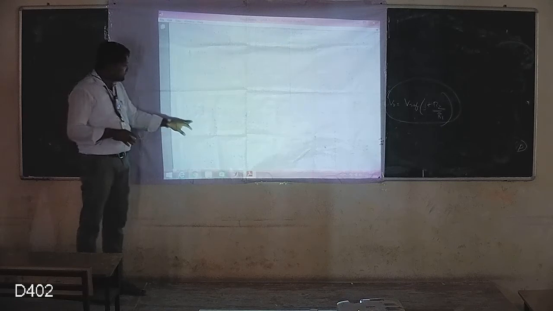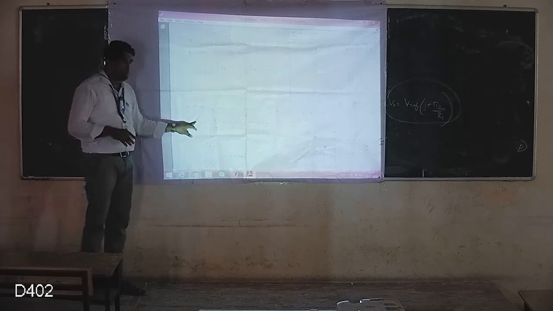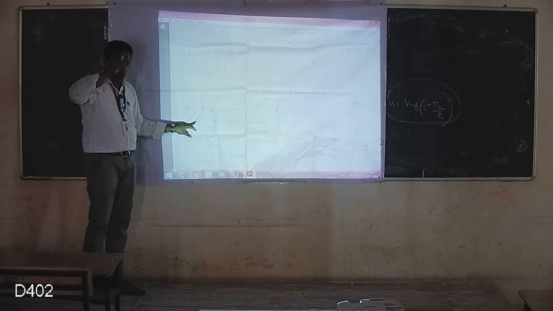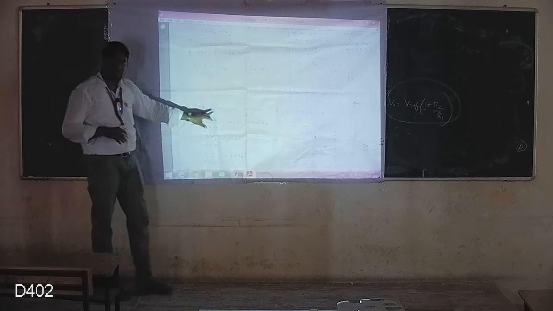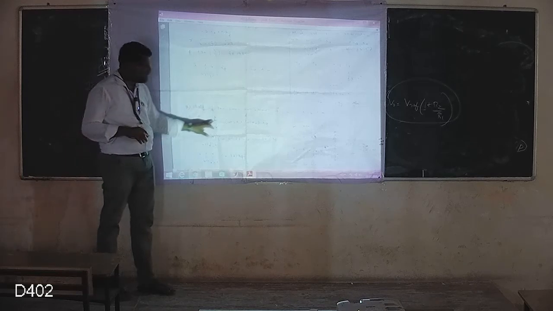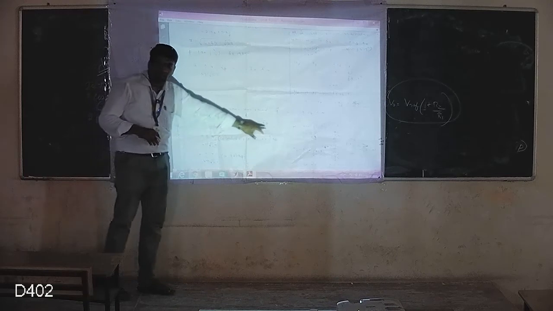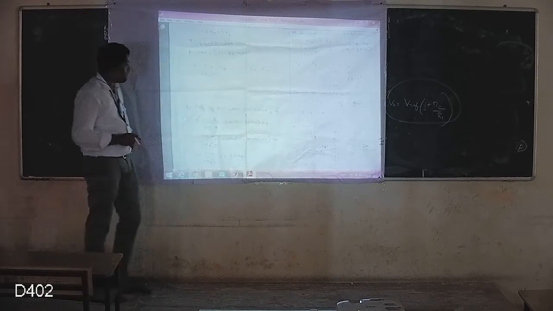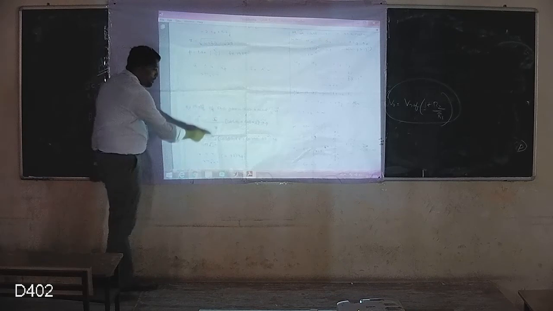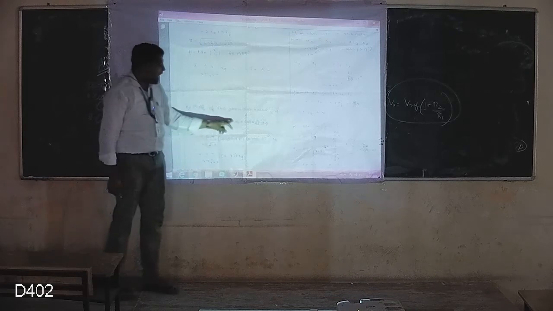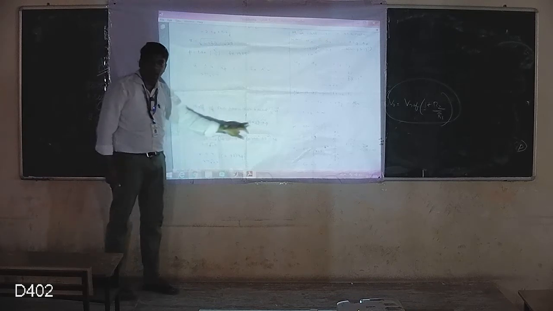For that case we have to write the H vector formula. If you recall the derivation, we derived H vector is equal to I divided by 4 pi R, times cos alpha 1 plus cos alpha 2, a_phi ampere per meter. So here I is known, R is known, but we have to evaluate alpha 1 and alpha 2.